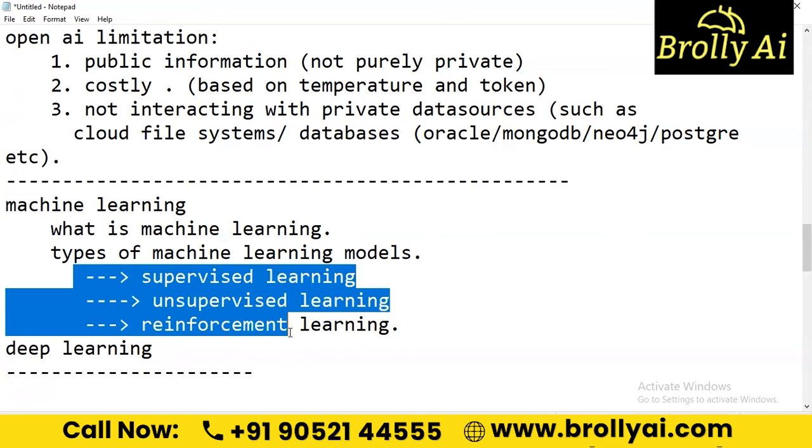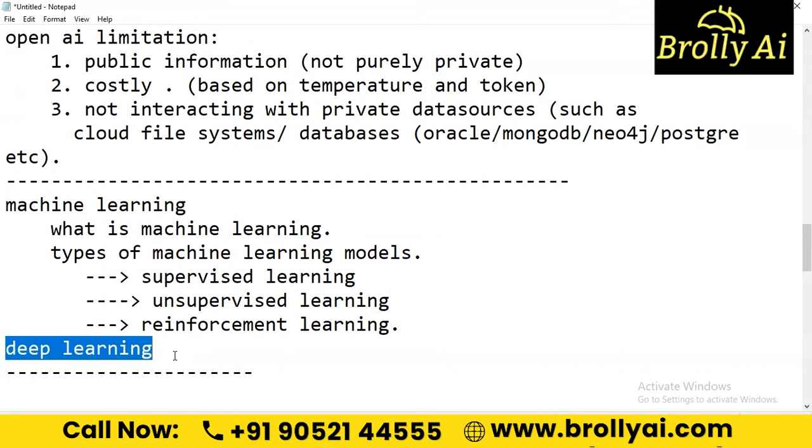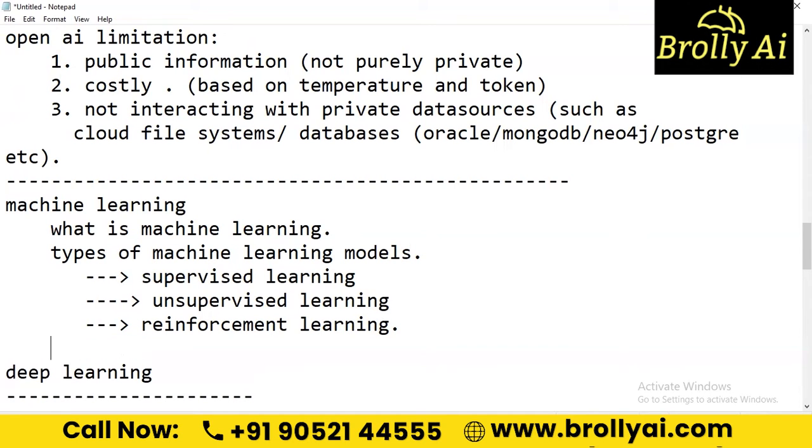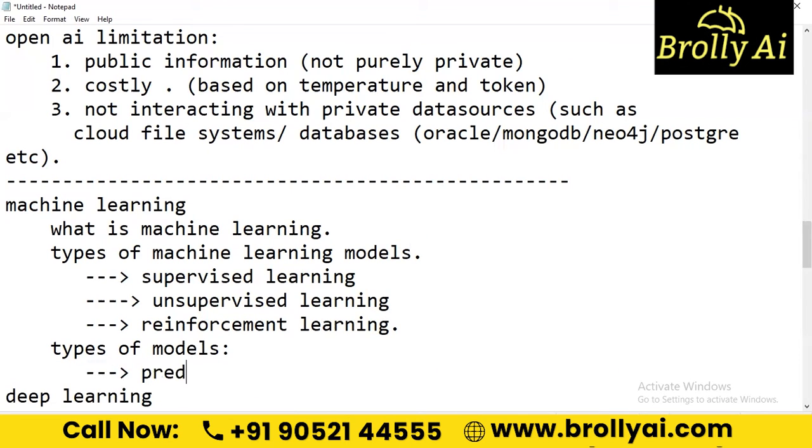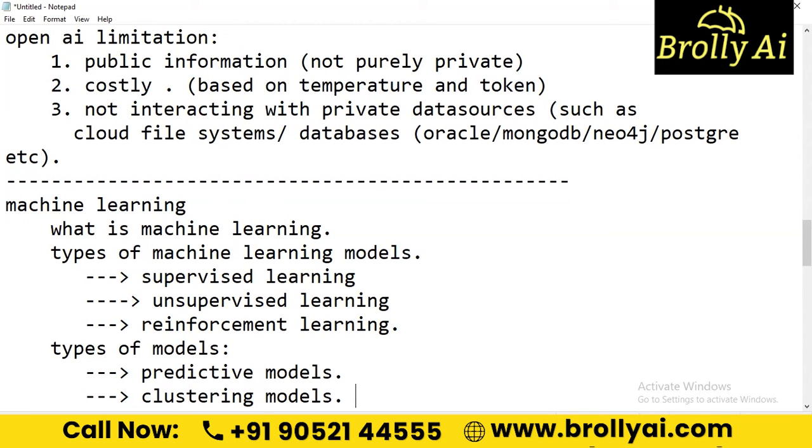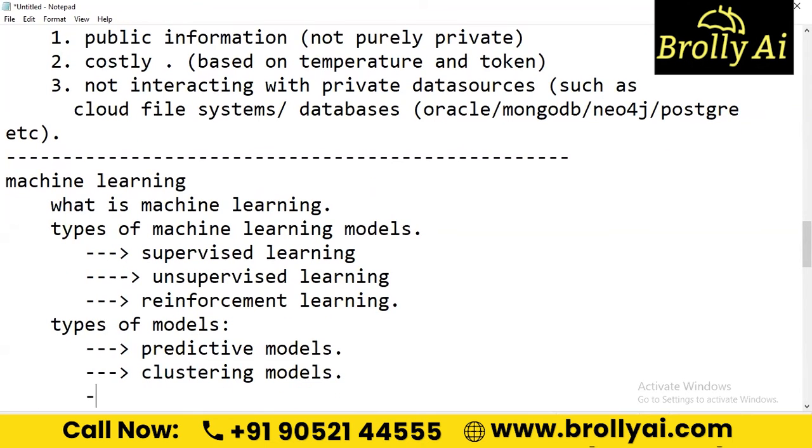The same kind of approaches exist in deep learning. Of course, deep learning is also a sub-part of machine learning, but nowadays it is treated as a separate discipline. If you talk about the types of models in machine learning, the models used for predictions are called predictive models. To understand behavioral patterns in the data, clustering models are there. In the next class you will understand this very clearly. And one more thing: recommendation models.